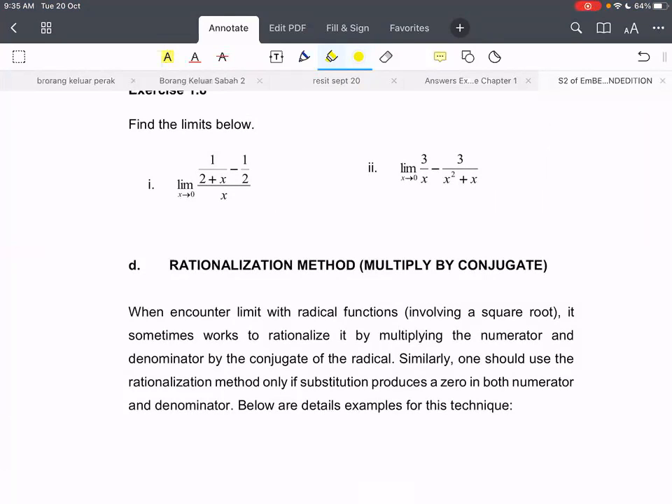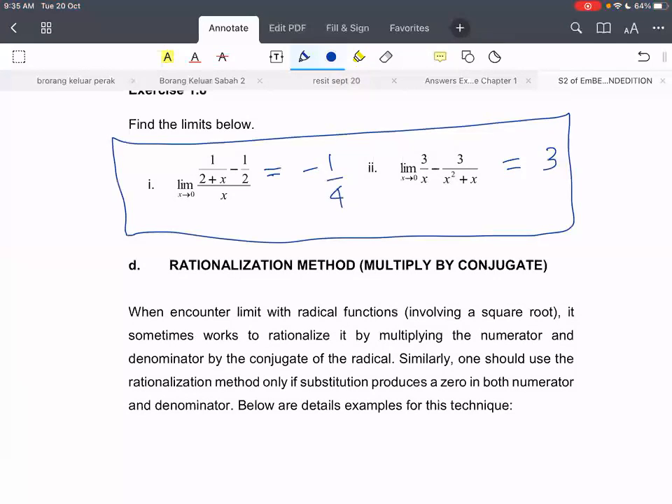So this one, try to do at home. And the final answer for this one is minus 1 over 4. This one is 3. So try to do it at home. I hope you can get the answer for this. Okay. This one is easy. This one is tricky. Try to do the tricky one. The second Roman is quite easy because this is just like our previous example. But this one is quite tricky. Need to do it very properly lah.